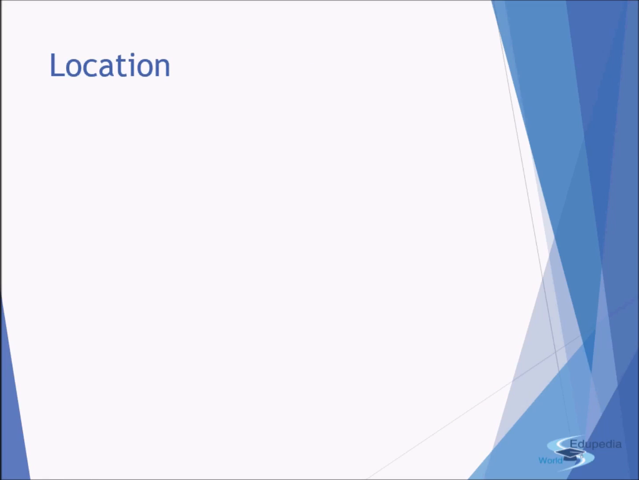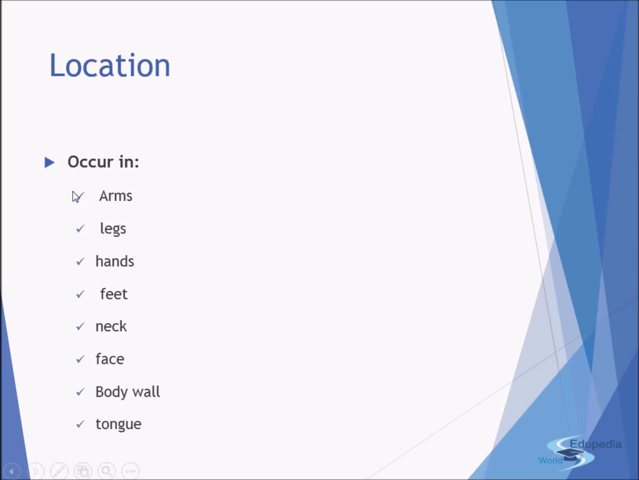The location. Where are these muscles located? They are located in any part of the body which you can move under your will. You can move your arms with your will, so they are located in the arms. You can move your legs with your will, so they are located in the legs. Your hands, feet, neck, face, body wall, and the tongue. All these parts you can move with your will, and so the striated muscle fibers are located here.